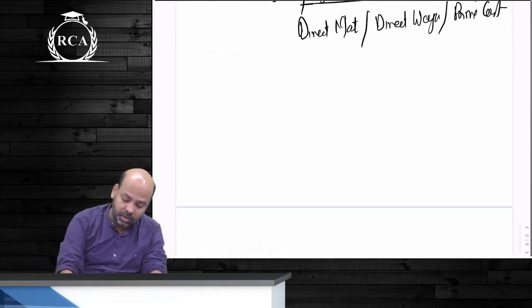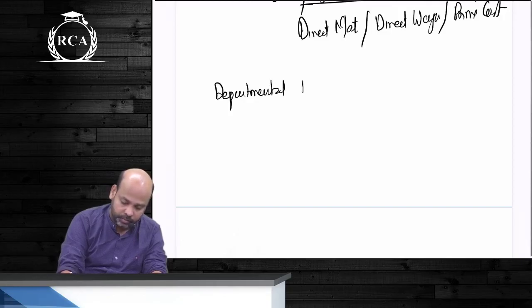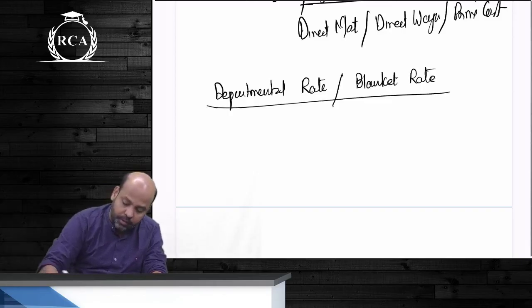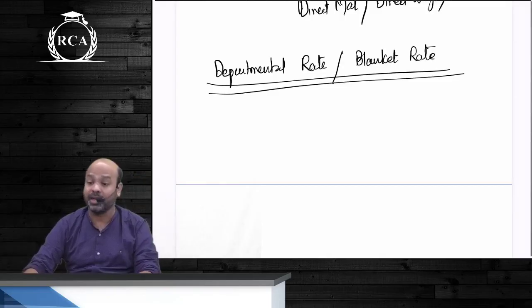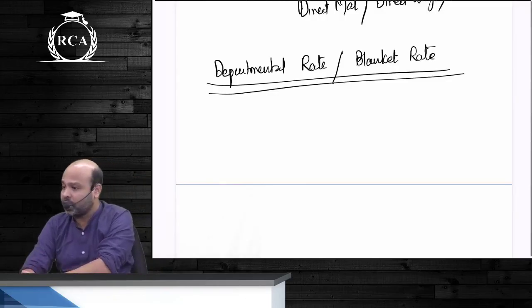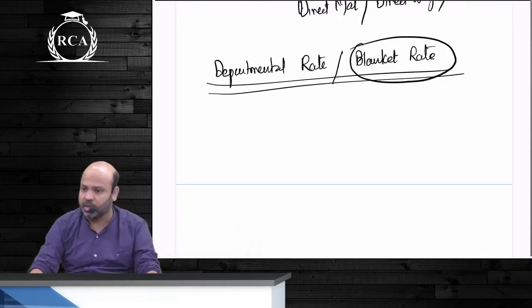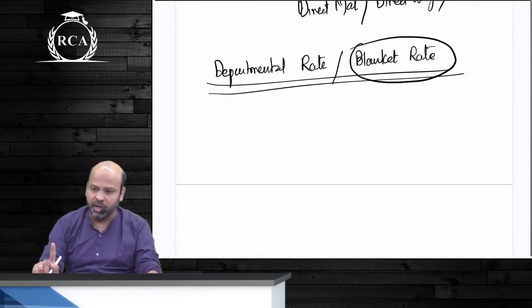Next, there's something called a departmental rate or a blanket rate. Whatever questions that you've done so far guys were all departmental rates, wherein you computed overhead recovery rate separately for each department rather than a blanket rate. Under a blanket rate, one single rate is being used to recover overheads of the entire organization. That will be called a blanket rate.